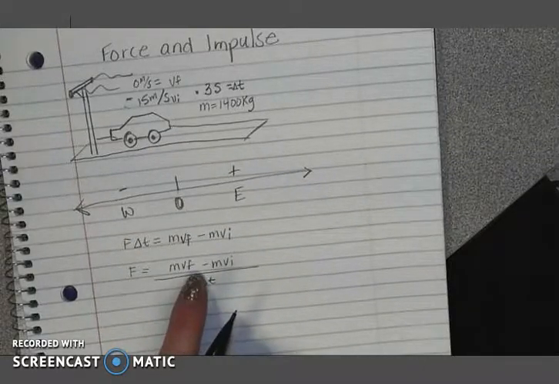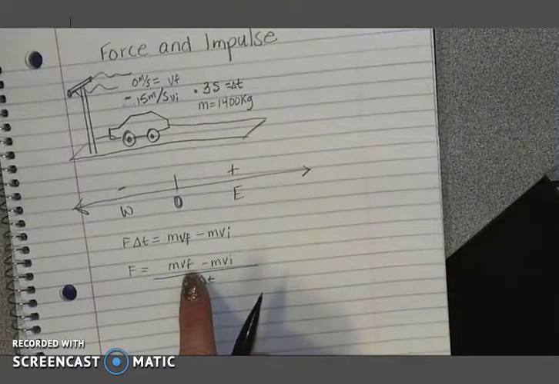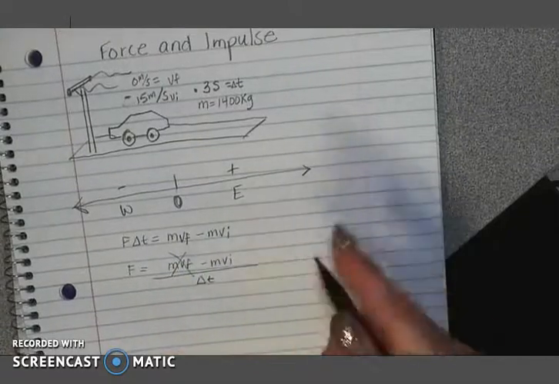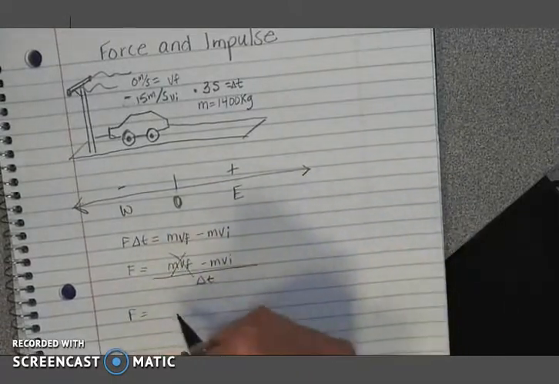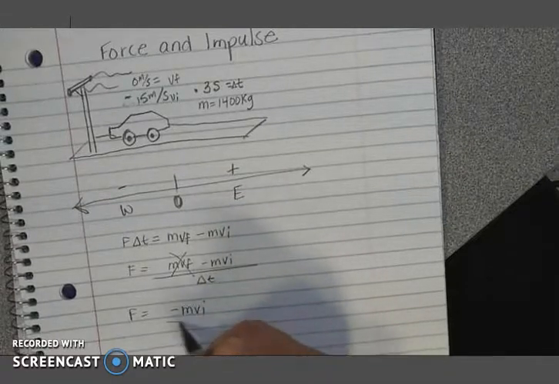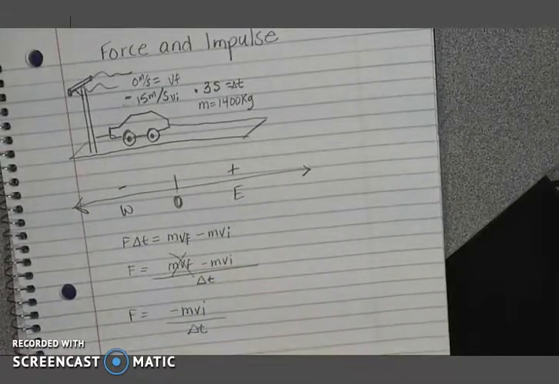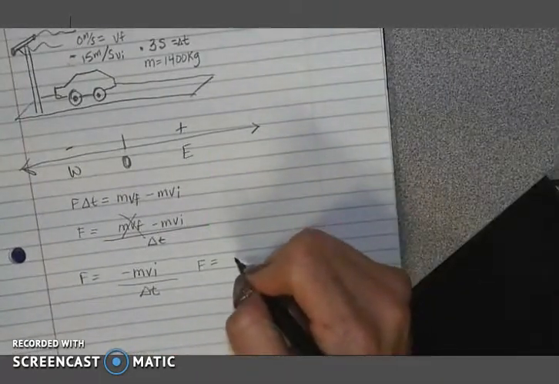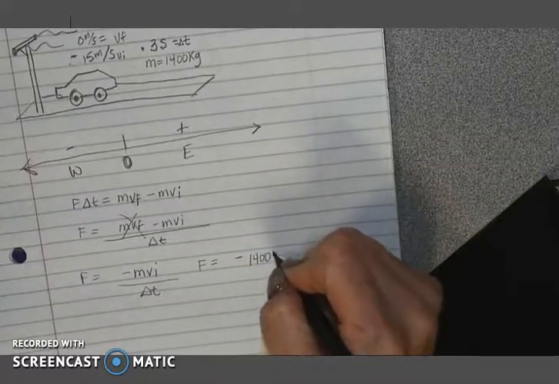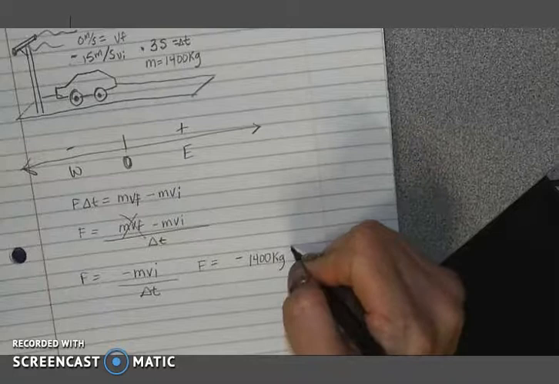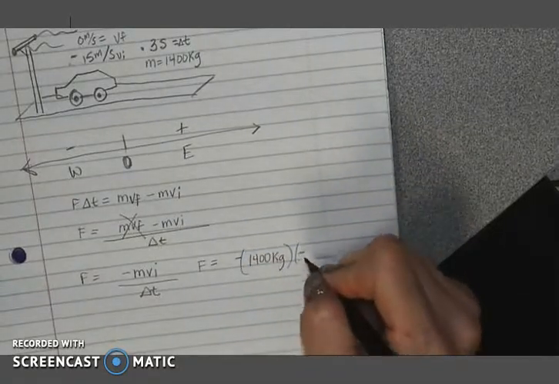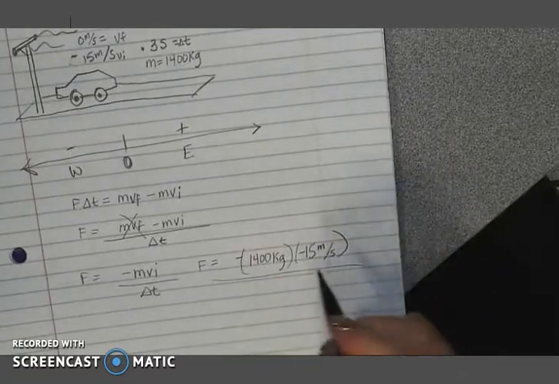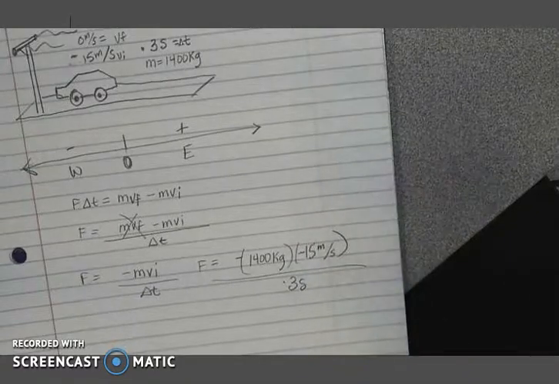Okay, so m v sub f, the final velocity, is 0. So there's no momentum, right? It has no momentum. So we're just going to get rid of that part of it. So it's just going to be force equals the opposite of m v sub i over delta t, right? Okie dokie. So force would be equal to negative 1,400 kilograms times negative 15 meters per second divided by 0.3 seconds.